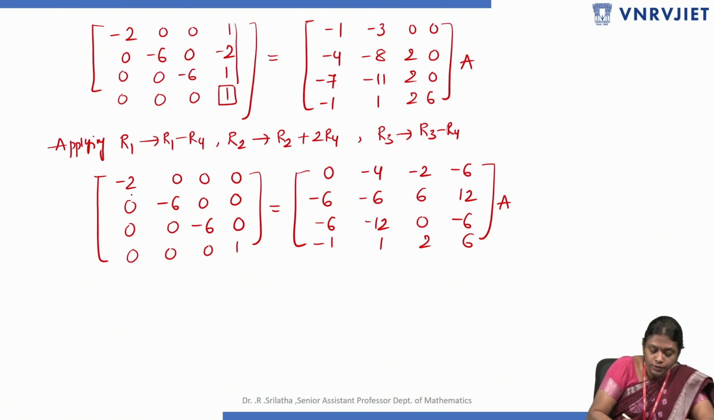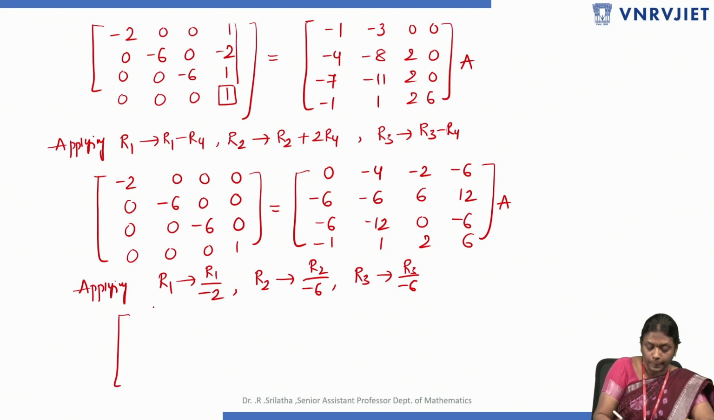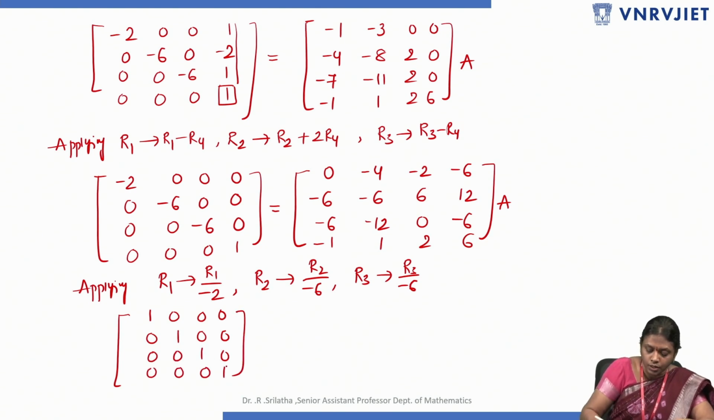So now, if you observe the diagonal elements, you are having -2, -6, -6. Now we need to convert this into 1. Now applying R1 tends to R1 divided by -2, R2 tends to R2 divided by -6, and R3 tends to R3 divided by -6. Now what we are going to get here? 1, 0, 0, 0, 0, 1, 0, 0, 0, 0, 1, 0, and 0, 0, 1. We converted the LHS, whatever the given matrix, into identity matrix here.